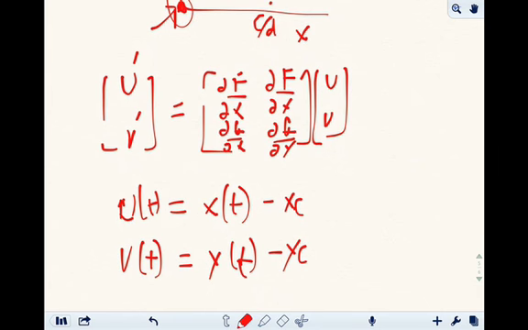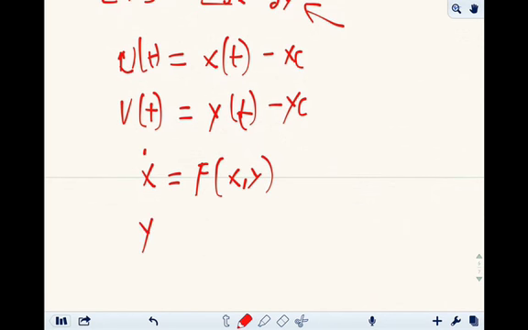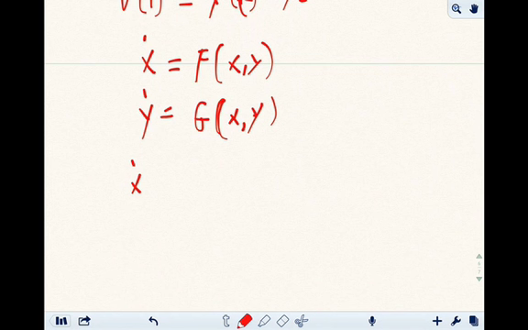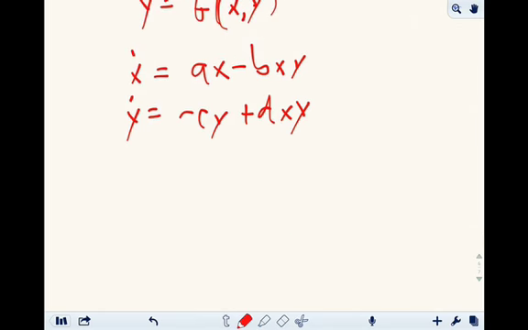So the solution to this perturbation can be written as a linearized system where our constant matrix is this Jacobian here. f and g are the right-hand sides, so for a general nonlinear system, we have x dot equals f of x comma y, and y dot equals g of x comma y. So let's go ahead again and write our predator-prey equations just so we have them at the ready. We have x dot equals ax minus bxy, and y dot equals negative cy plus dxy. So let's form this Jacobian.